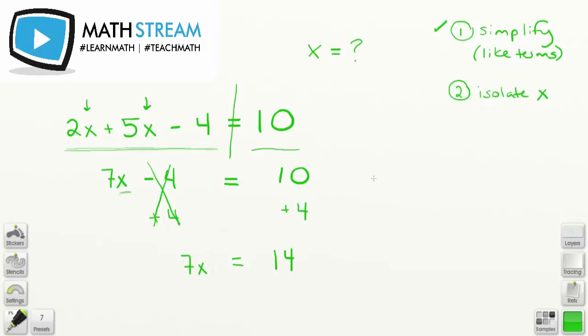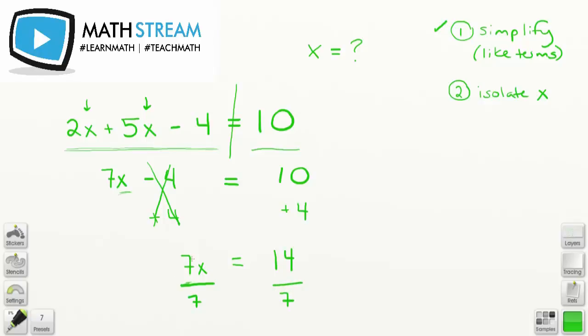So now I say, have I solved it? Have I finished step 2? No. How do I know I'm not done? Because x is not by itself. I still have this 7 hanging around over here. 7 times x. How do I get rid of 7 if it's multiplying x? Well, how do we undo multiplication? We divide. Get rid of a multiply by 7 by dividing by 7. And whatever I do to the left, I do to the right.